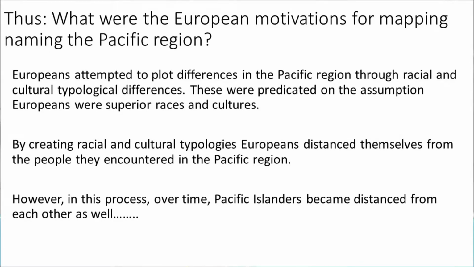So what were the European motivations for all this mapping and naming of the region? Europeans attempted to plot differences in the Pacific region through racial, cultural, typological differences, because they said they were superior and they would qualify everybody else based on them. And by creating racial and cultural typologies, Europeans distanced themselves from the people they encountered in the Pacific region. They were more superior, so they could name, could give new names, could treat them in certain ways, could make judgments. However, in this process, over time, Pacific Islanders became distanced from each other as well.